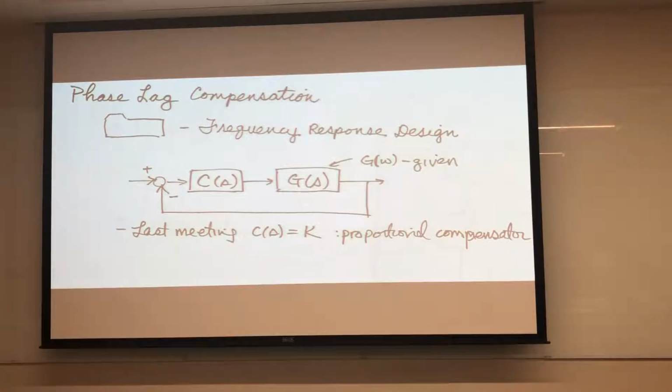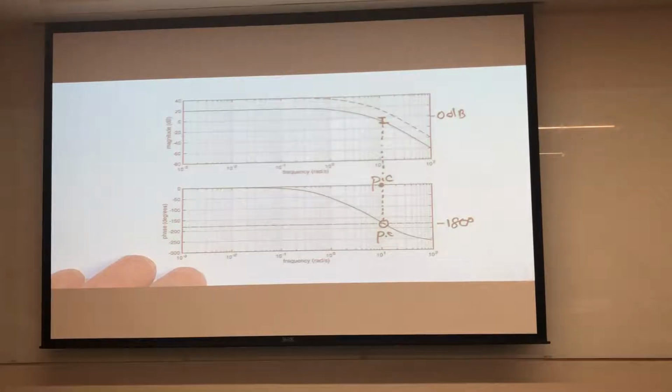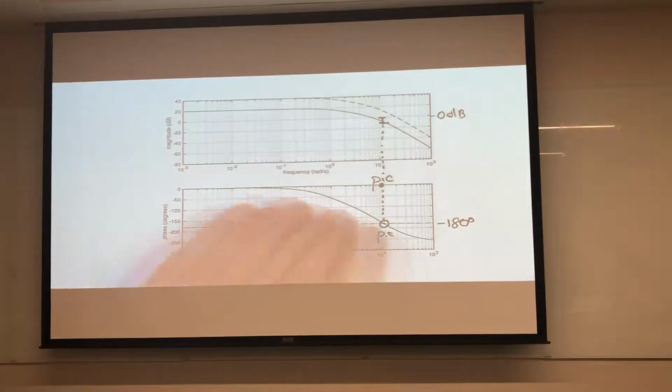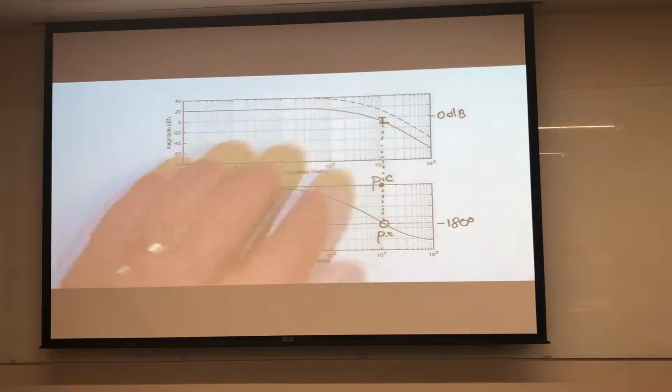Proportional compensation. And what we learned from that is that if we increase the gain, we're not changing the phase, so this curve doesn't change. The only thing that changes is this curve. It moves up and down.